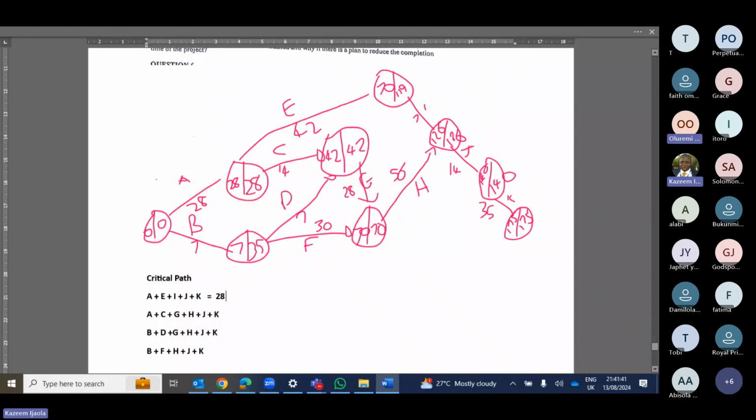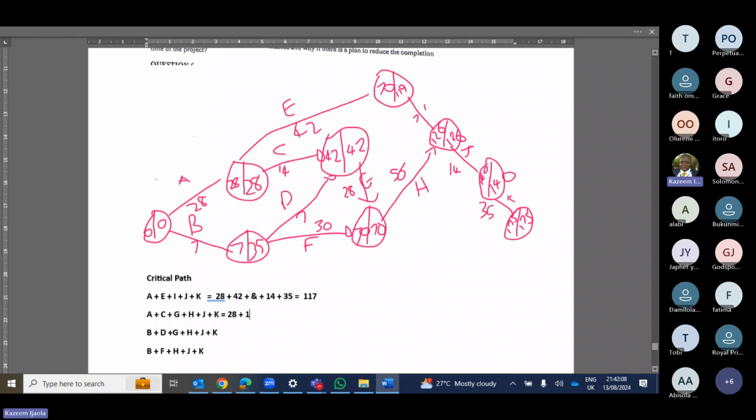We have 28 plus 42 plus 7 plus 14 plus 35. Somebody should be using a calculator to be adding up this thing for us. Please help me with figure A. That's 117. This is 28.